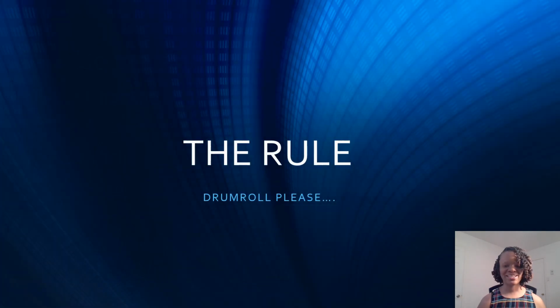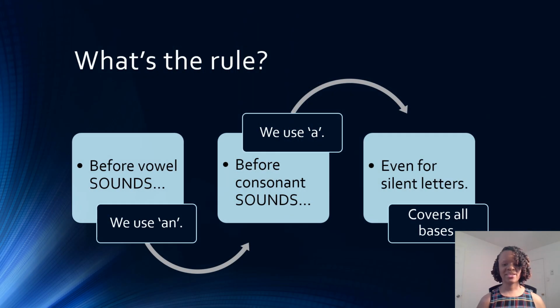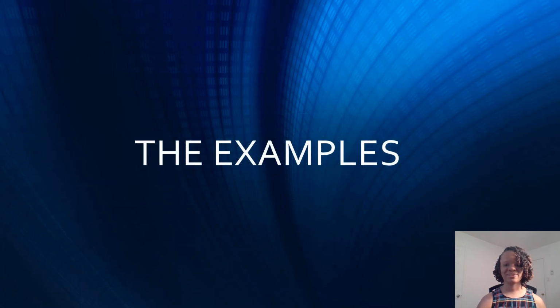Are you ready to find out what the rule is? Drum roll, please. So here is the rule. Before vowel sounds, we use an, and before consonant sounds, we use a. And this covers all bases, even for silent letters. Let's look at some examples.